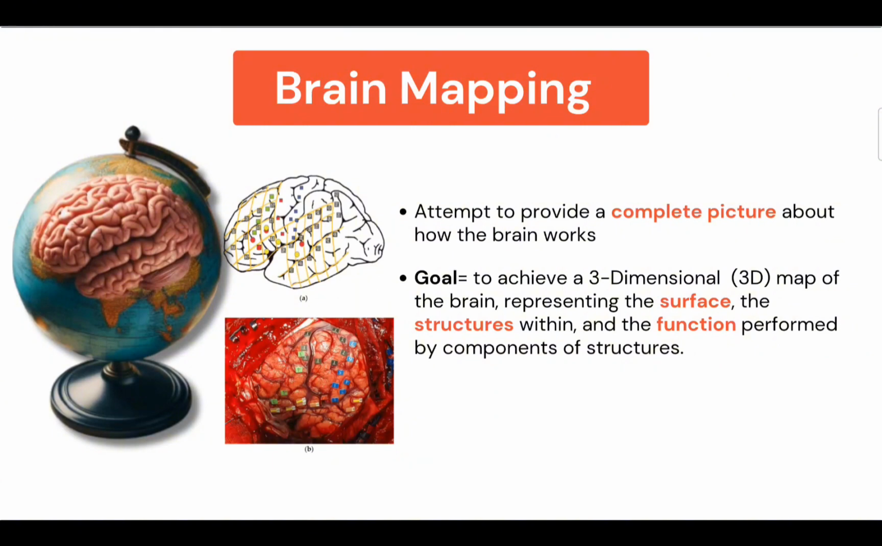As you can see from the picture at the left side of the slide, there is the brain on top of a globe or a map. So brain mapping here is the attempt to provide a complete picture of how the brain works. We want to have a three-dimensional map of the brain representing the surface, the structures within, and the functions performed by components of the structures. Meaning we want to know where the part of the brain is that functions as something. So brain mapping is to provide a complete picture of how the brain works.